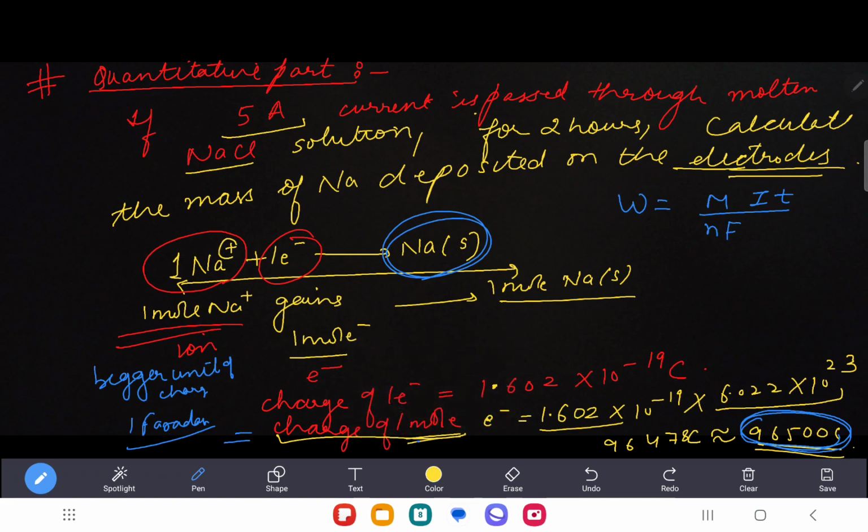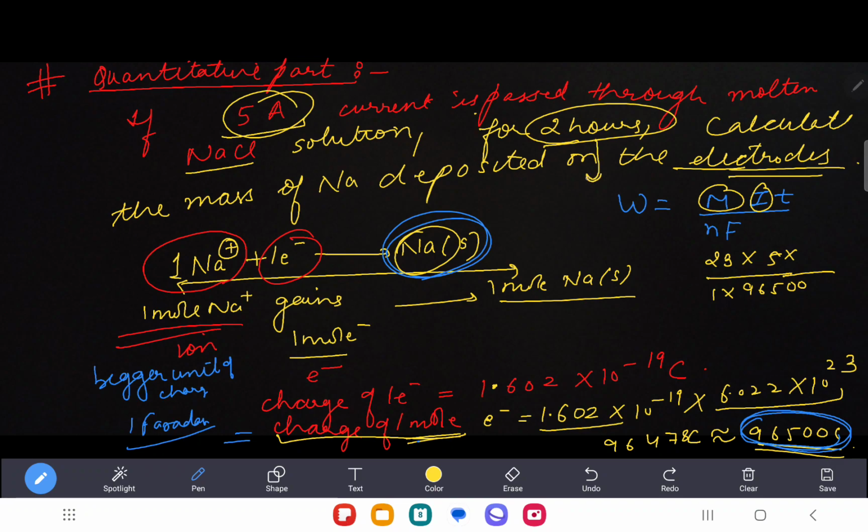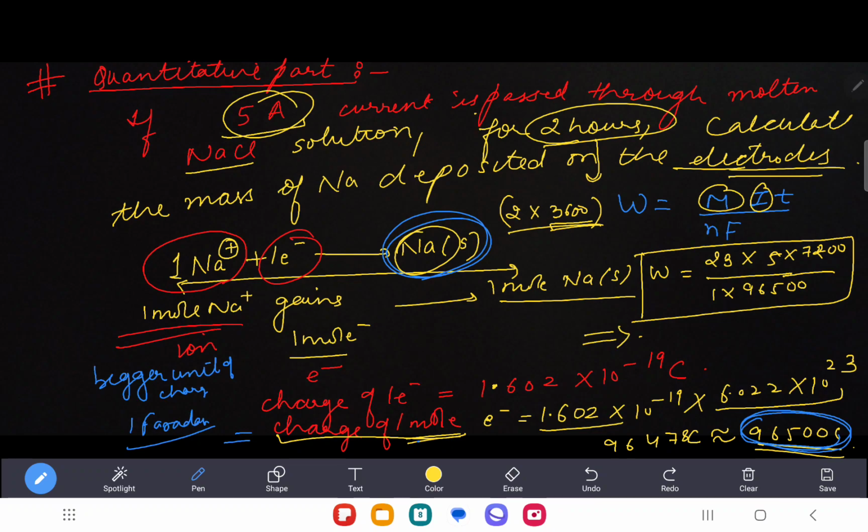What is n? The charge of the Na. What is F? 96500. Okay. What is molar mass? Na's molar mass is 23. What is I? I is current. And what is T? 2 hours. Hours have to be converted into second. So 2 into 3600 seconds, 7200. 1 hour has 3600 seconds. And therefore, if you calculate, you get W. You understand? Mass, which is getting deposited.